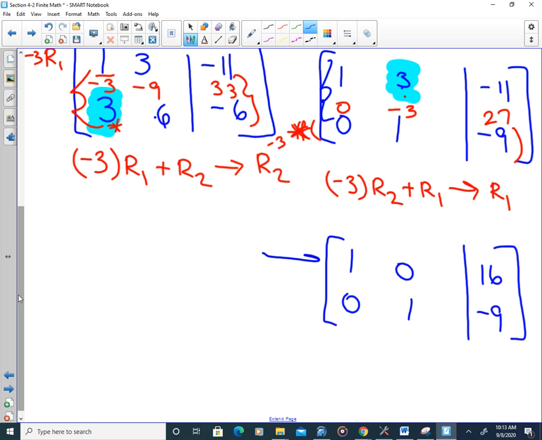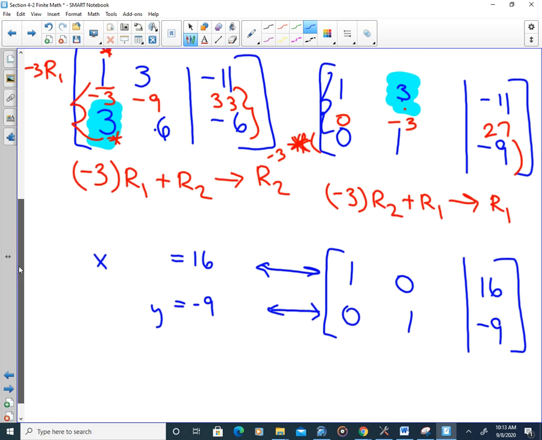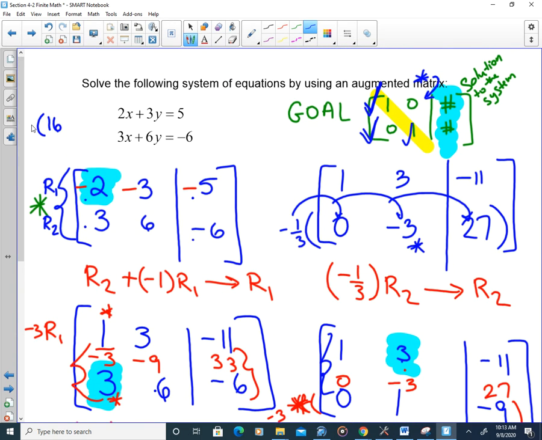So what this tells us is the solution to the system above. Remember, if I was to rewrite this augmented matrix as a system, it would be 1x plus 0y equals 16. The bottom would be 0x plus 1y equals negative 9. And since we have 0y, that's just 0, and 1x is just x. So what we got is x equals 16, and down here y is equal to negative 9. So the solution to this system is the point 16 comma negative 9.